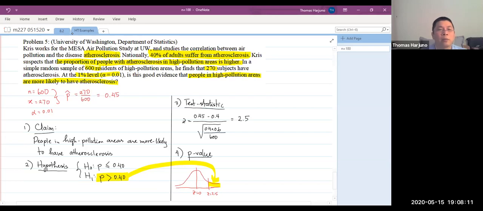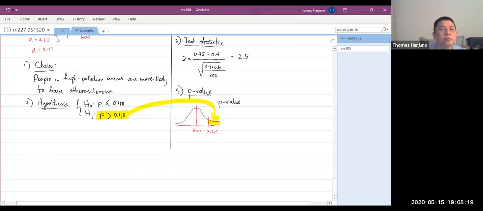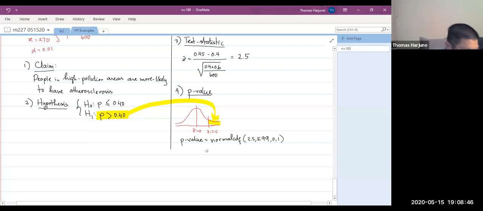Then what do I get for my P value? P value is... only one tail, so I don't need to multiply by 2. Normal CDF 2.5, E^99 0 1. I get 0.00621, such that when I go to my step 5, let me squeeze that in here.